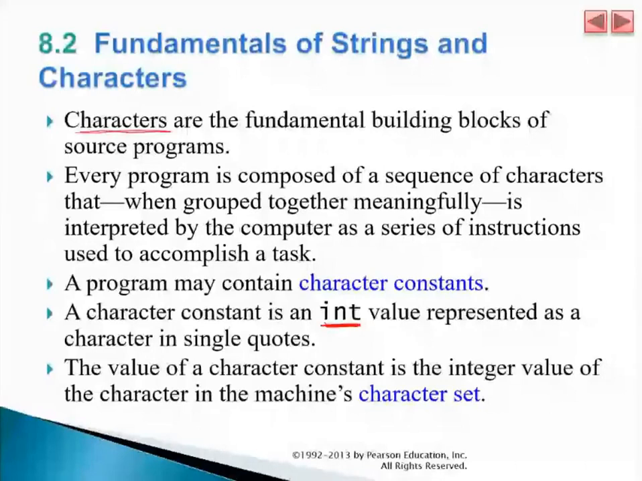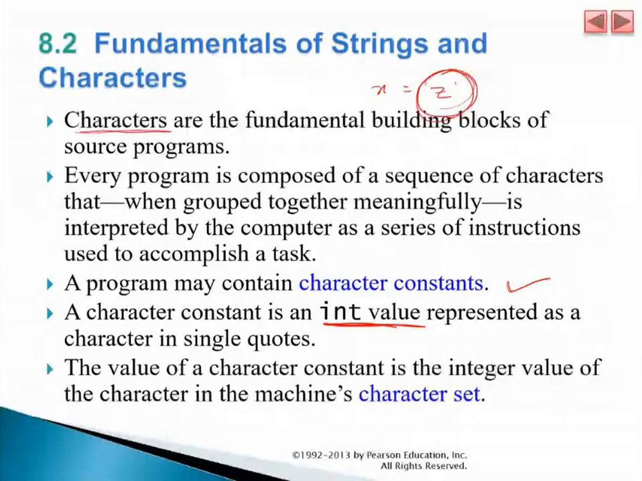A program may contain character constants. We have seen many character constants, right? For example, x equal to 'z'. What is this? This is a character constant. The value is the same. So what is a character constant actually inside the computer? A character constant is an integer value represented as a character in single quotes.